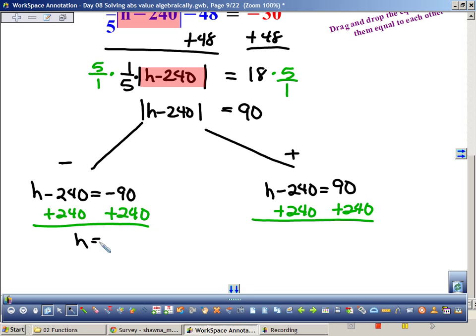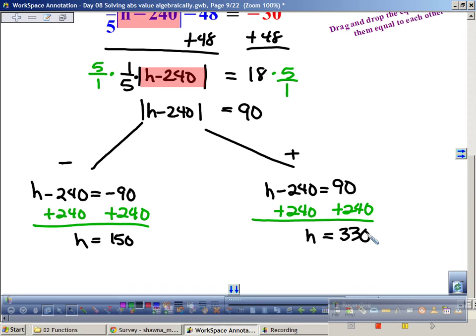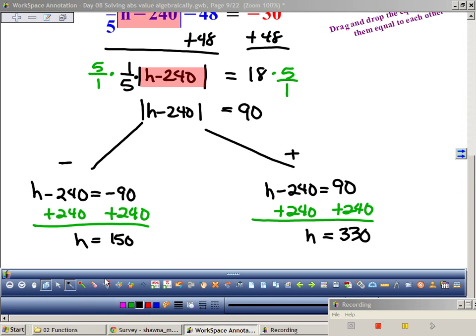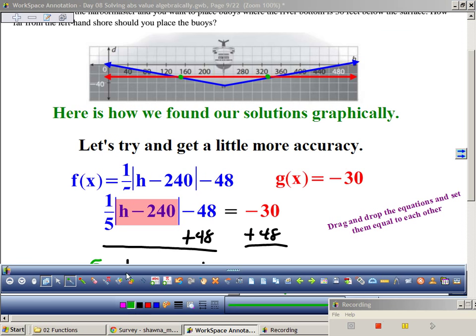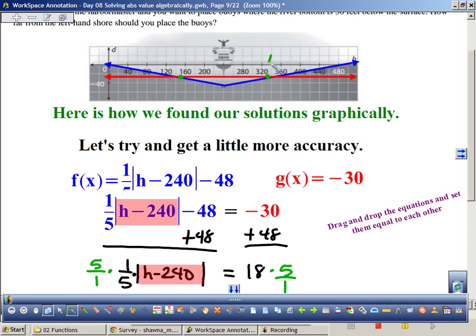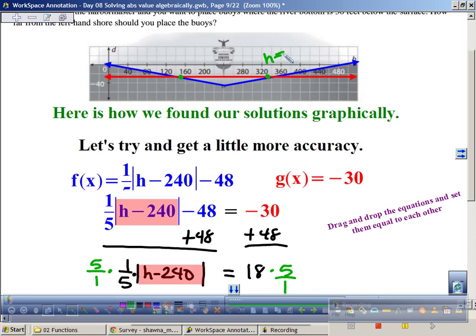And my answer is 150 and 330, which is almost exactly what we have up here. My solution was at 330. I shouldn't say X, I should say H. The horizontal distance from the shore here is going to be 330. And this buoy, the horizontal distance from the shore is going to be 150. Much more accurate than my picture.